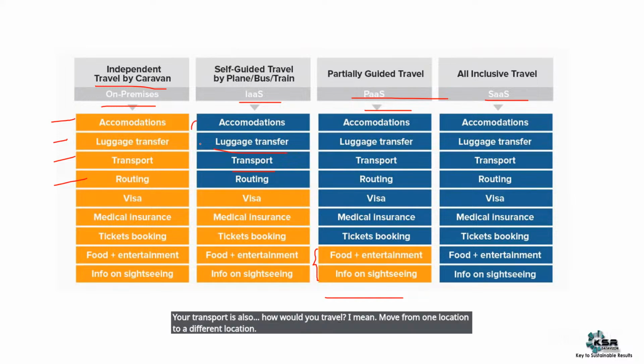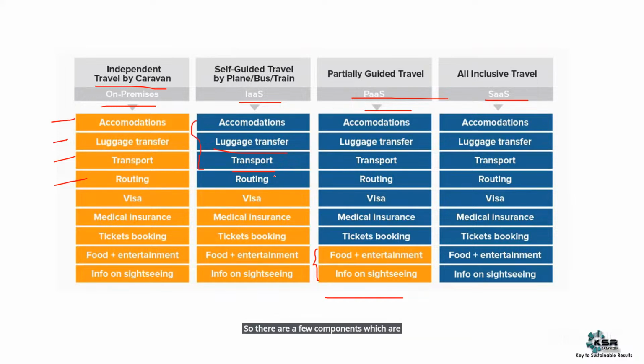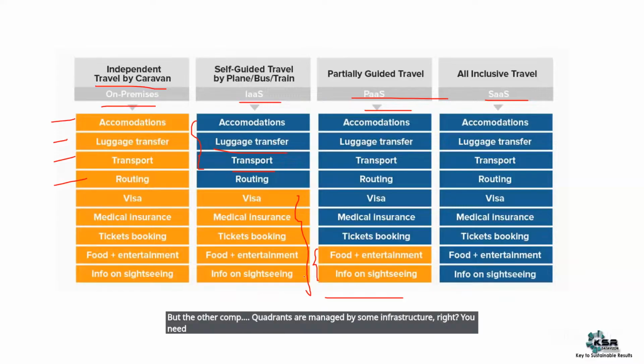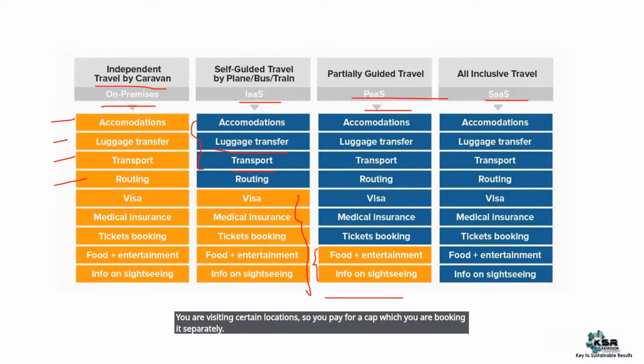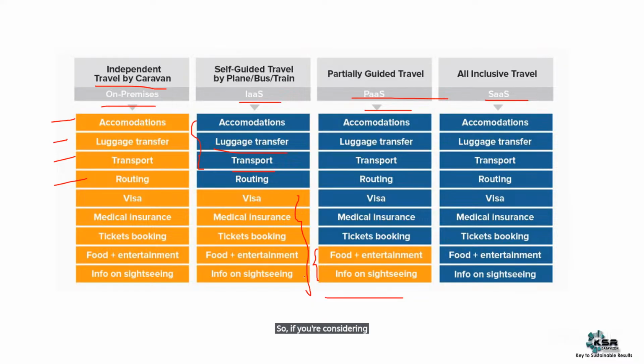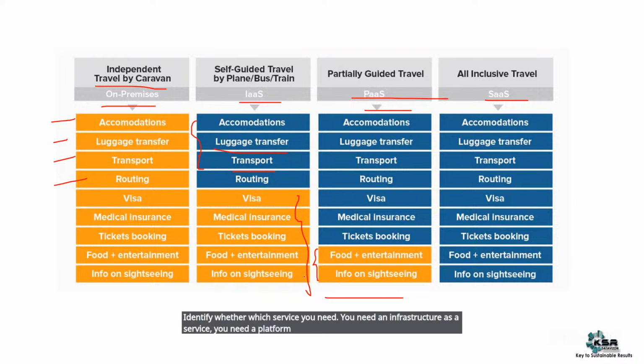So there are a few components which are managed by some service, but the other components are managed by some infrastructure, right? You need an infrastructure. You are visiting a certain location, so you pay for a cab which you are booking separately. So if you're considering any cloud service also, in cloud also you need to identify which service you need. You need infrastructure as a service, you need platform as a service, or you need everything managed by the cloud. You only want to use that service, which is called software as a service.